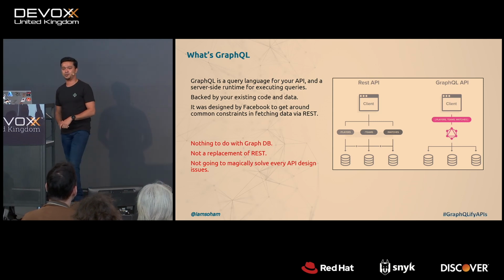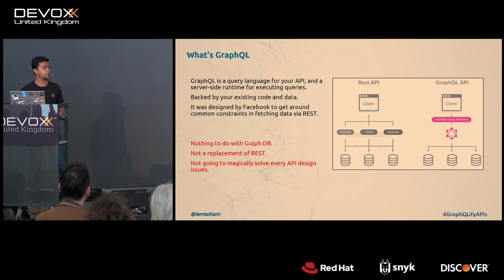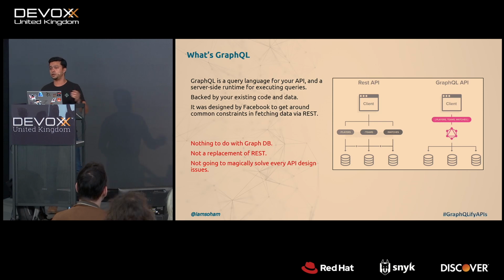Like, if our API design was bad, we could have done it in a different way. And introducing GraphQL is not going to solve that as well. So be very careful about those things. Yeah, every technology has its pros and cons.